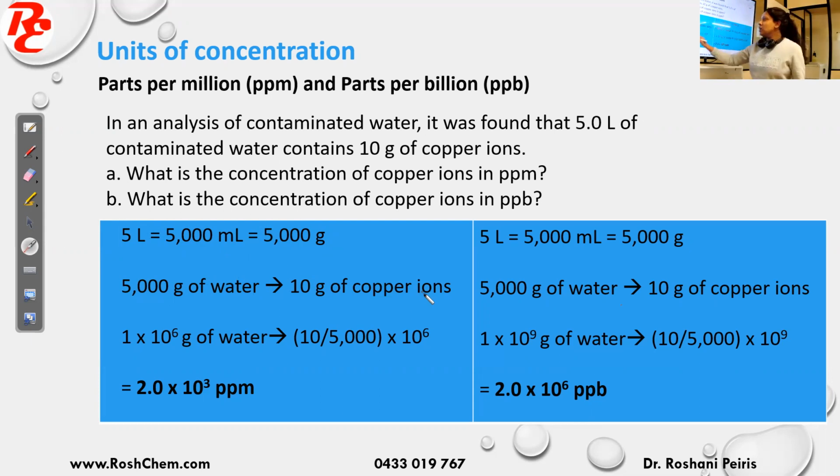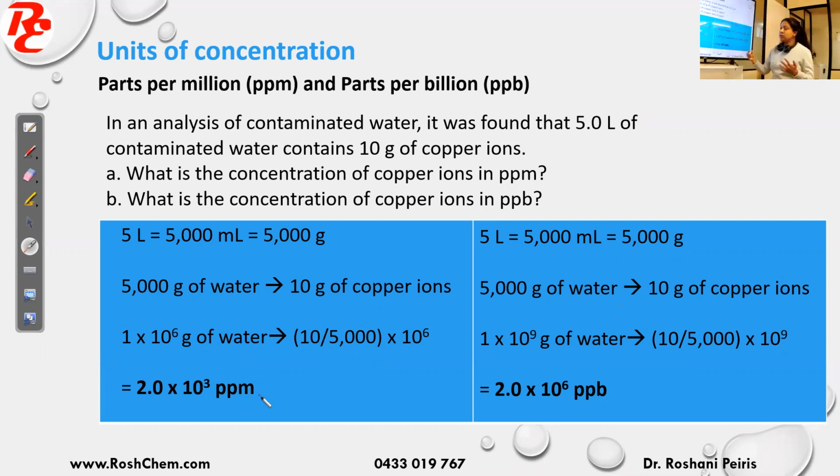Therefore, now it's asking parts per million. So parts per million means you should have 1 million grams of water. So that's why I said 1 times 10 to the power of 6, which is 1 million grams of water contains how much? So how do you find it then? 10 divided by 5000, because in 5000 grams I have 10. So 10 divided by 5000 will give you how much of copper is present in 1 gram of water. Then you multiply it by 1 million to find the ppm. So I get then this many ppm.